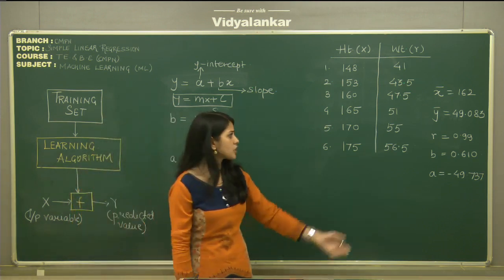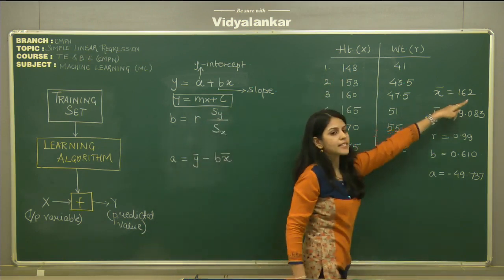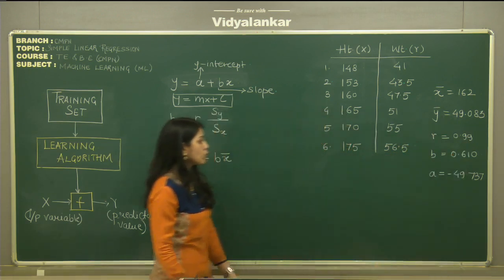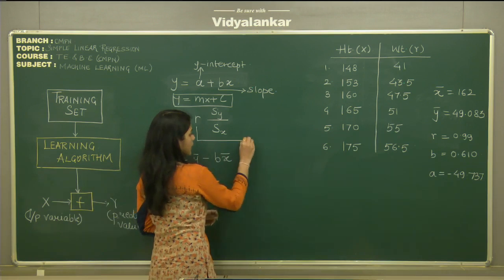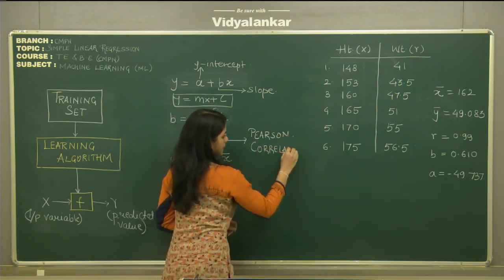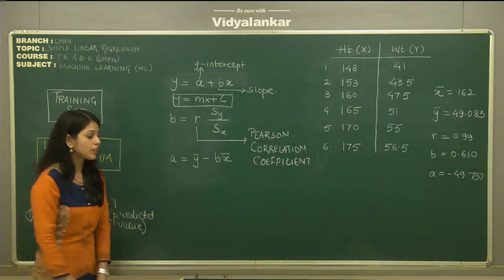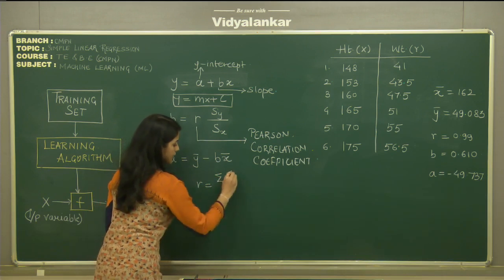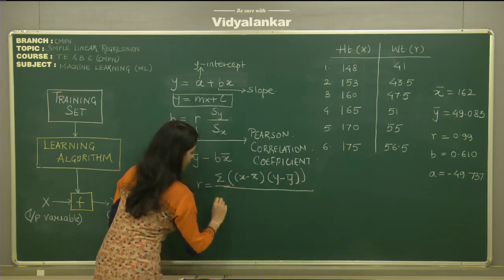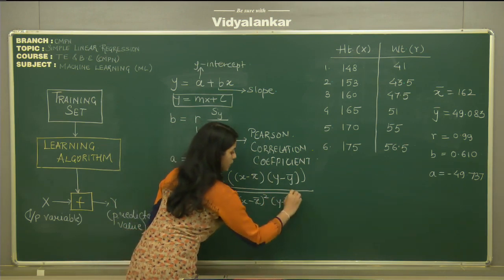Now, what are x bar and y bar? x bar and y bar are the means of these values. That means I average the x values and I get 162, whereas when I average the y values, I get 49.083. So how to calculate r? r is the Pearson correlation coefficient. It is given as the summation of (x minus x bar) into (y minus y bar), whole divided by the square root of the summation of (x minus x bar) whole square into (y minus y bar) whole square.